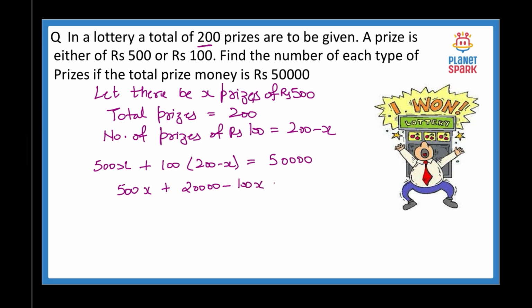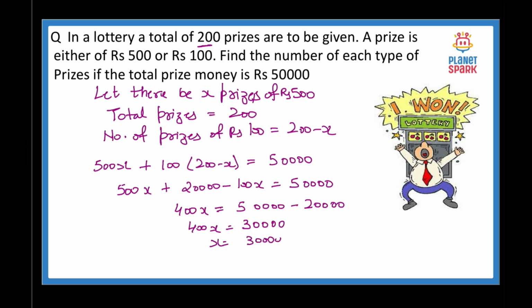Again, we are going to bring all the variables on one side and all the constants on the other side. I'll have 500X minus 100X is equal to 400X. 20,000 is added on the LHS. If I take it to the RHS, 20,000 would be subtracted. So I'm left with 400X is equal to 50,000 minus 20,000. That means 400X is equal to rupees 30,000. Now 400 is multiplied on the LHS. If I am transposing it to the RHS, it would be divided. So X is going to be equal to 30,000 divided by 400, which is equal to 75.